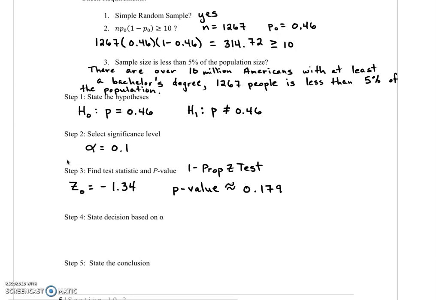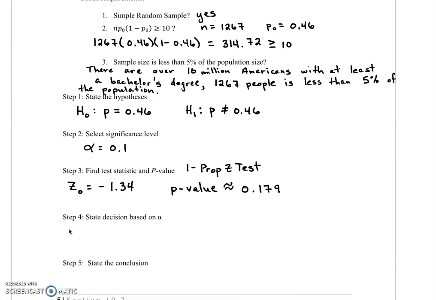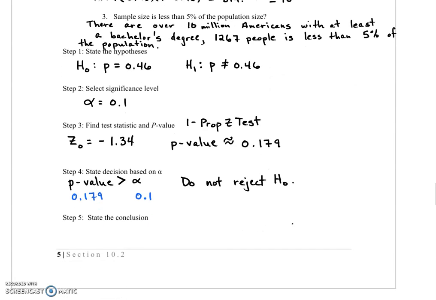So based on alpha, which is 0.1, is the p-value less than or bigger than alpha? So our p-value is 0.179 and alpha is 0.1. That means our p-value is greater than alpha. So we do not reject H naught, the null hypothesis.